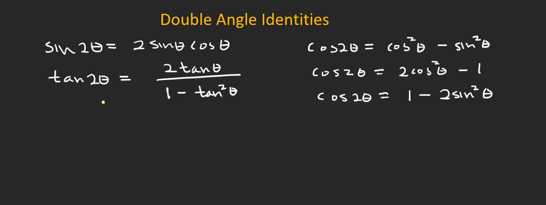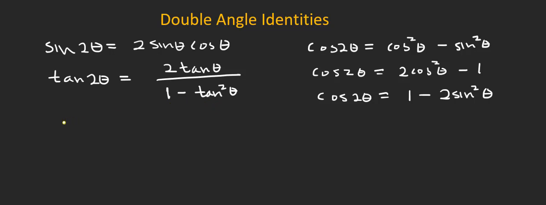In this video, we're going to talk about double angle identities. We have sine 2 theta equals 2 sine theta cosine theta. And cosine 2 theta equals cosine squared theta minus sine squared theta. And you have the other two for cosine 2 theta. And tangent 2 theta is 2 tangent theta over 1 minus tangent squared theta.